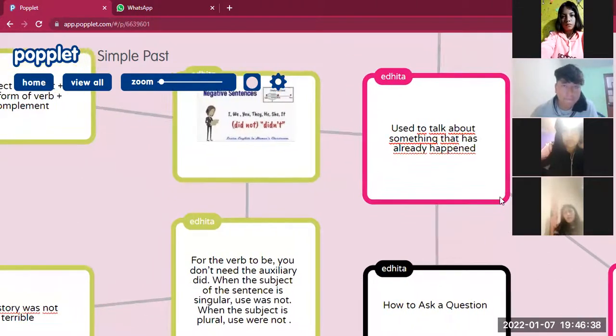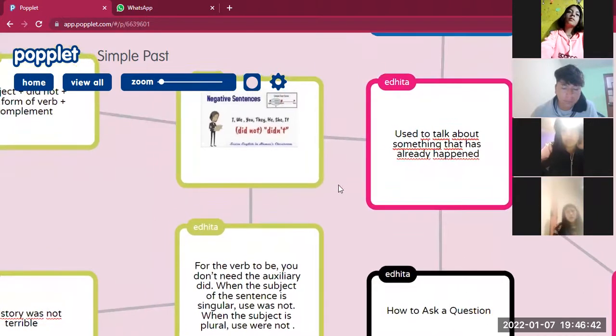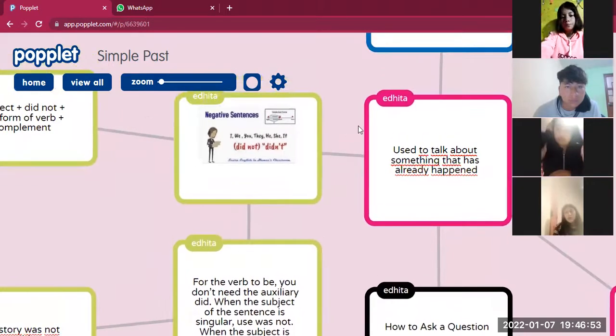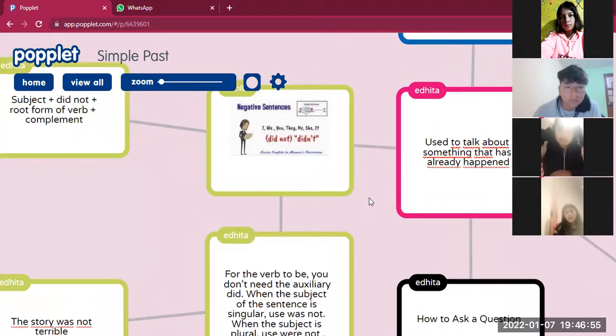And now, Roger, could you share with us an example of negative sentences? I did not listen to new. Yes, it's nicely done.